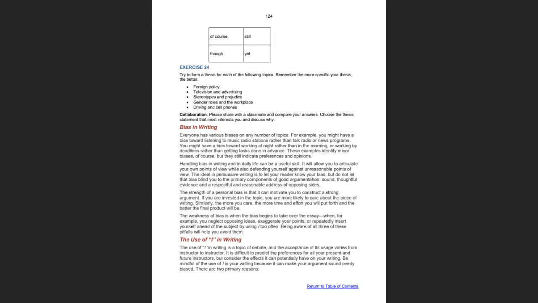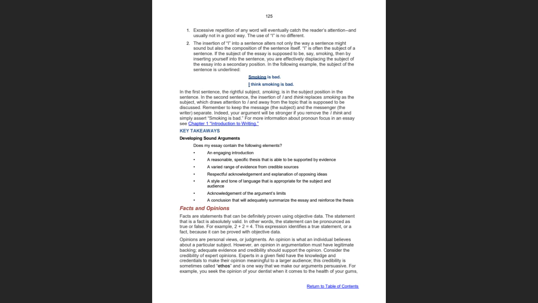It is difficult to predict the preferences for all your present and future instructors. This is true. But consider the effects it can potentially have on your writing. Be mindful of the use of I in your writing because it can make your argument sound overly biased. There are two primary reasons. So here are their reasons for why you shouldn't use I. Excessive repetition of any word will eventually catch the reader's attention, and usually not in a good way. The use of I is no different. That's true. The insertion of I into a sentence alters not only the way the sentence might sound, but also the composition of the sentence itself.